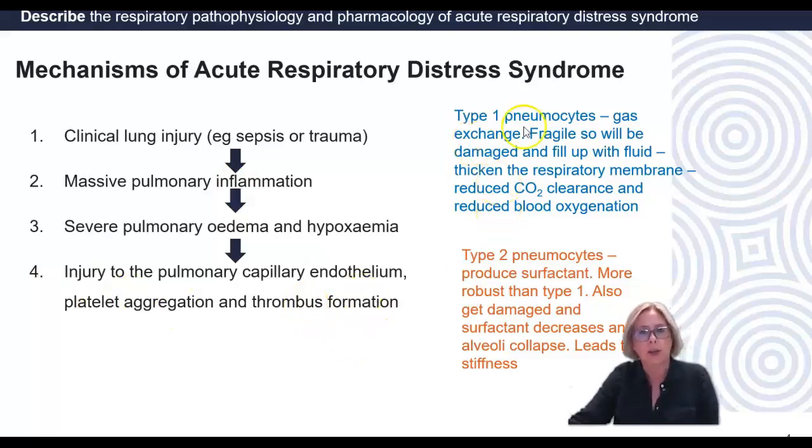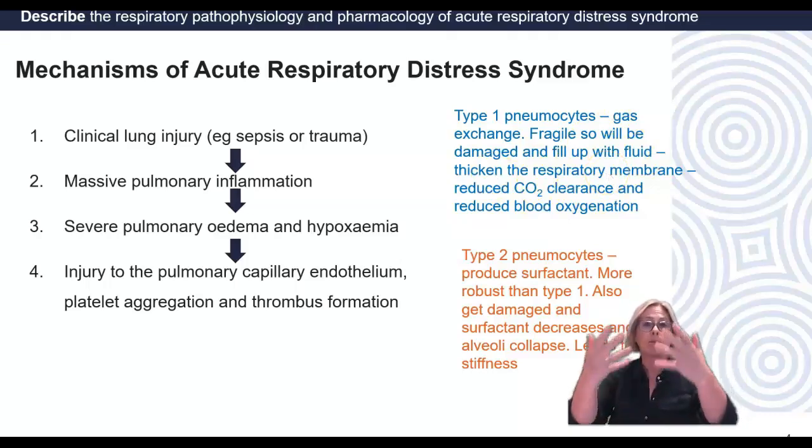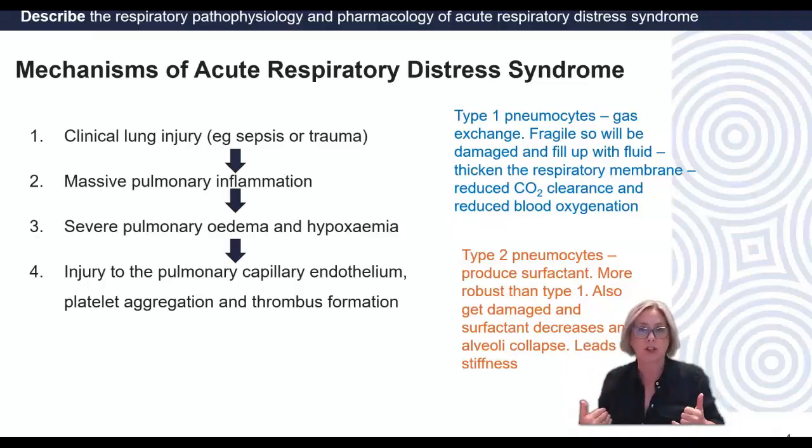Now, what I want you to think about now are the cells in the respiratory membrane, so those epithelial cells, and we have type 1 pneumocytes and type 2 pneumocytes. These type 1 pneumocytes are the ones that are involved in gas exchange, and so these are about 90% of the alveolar epithelial cells, and they're very fragile. Remember, they're very, very thin. So they're going to be damaged very easily by all of this inflammation, and they fill up with fluid, and that will then thicken the respiratory membrane. So you're going to get reduced carbon dioxide clearance, reduced blood oxygenation, and overall, reduced gas exchange.